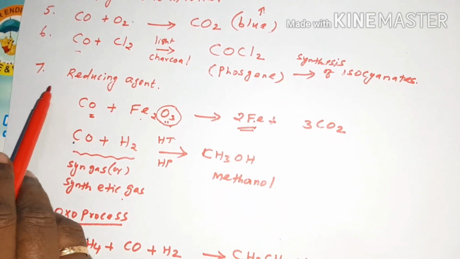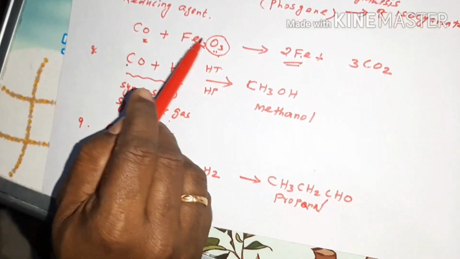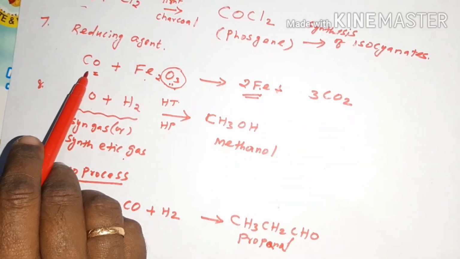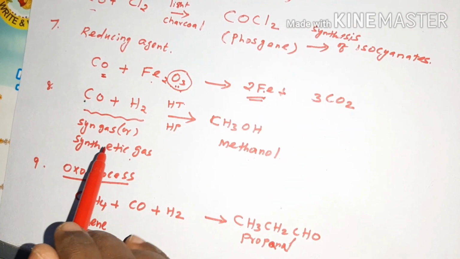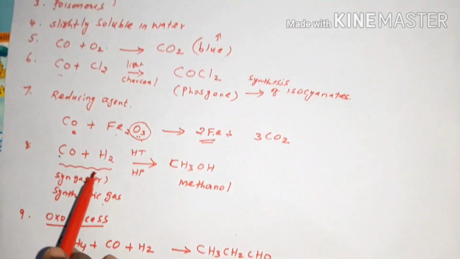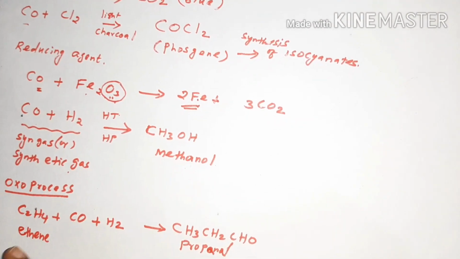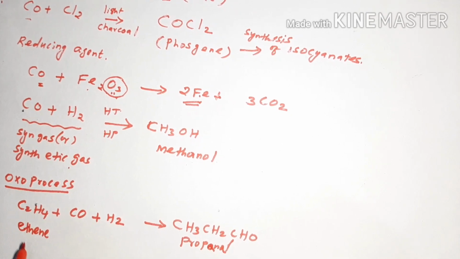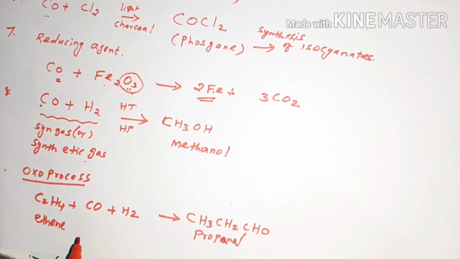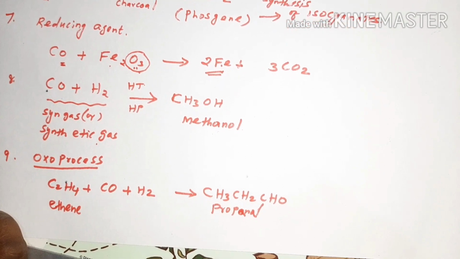Next, this carbon monoxide is acting as the reducing agent, since it is removing oxygen from this Fe2O3, so we are calling carbon monoxide a reducing agent. Then the eighth property is, when syngas, that means carbon monoxide and hydrogen, react together at high temperature and high pressure, we are getting methanol. Then the last property is the oxo process. Here ethene, carbon monoxide and hydrogen, these three compounds combine together to produce propanal. So that's all about the properties of carbon monoxide.